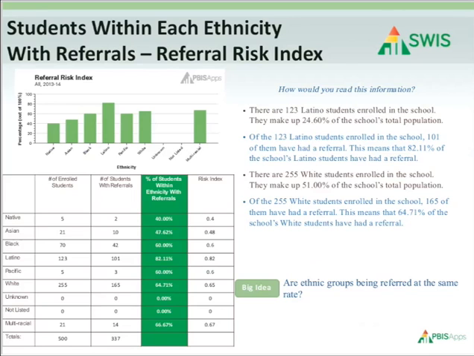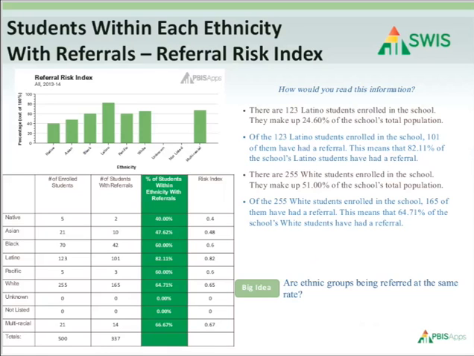When we take a look at the referral risk index, for example, in this case, there are 123 Latino students enrolled in the school. They make up 24.6% of the school's population. Of the 123 Latino students enrolled in the school, 101 of them have had a referral. This means that 82% of the school's Latino students have had a referral. So their risk index then is 0.82, or really 82%.